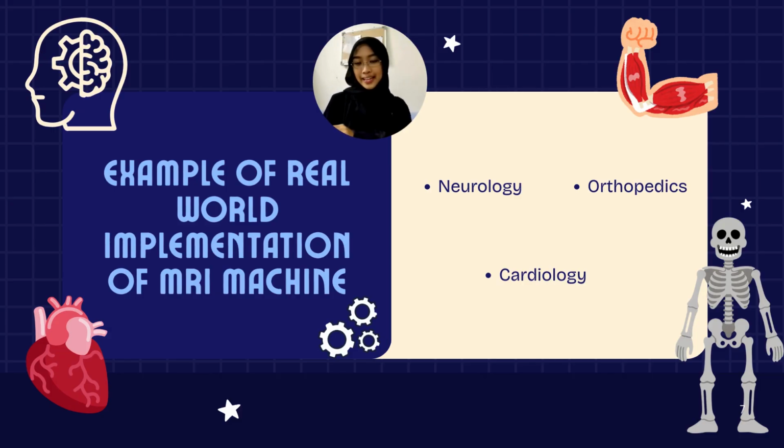Moving on to the next, examples of real-world implementation of MRI machines. First and foremost, we have neurology. In neurology, MRI machines are used for brain imaging and also to monitor tumors. Next, we have orthopedics. In orthopedics, MRI machines help visualize joints, bones, muscles, and soft tissues. And last but not least, we have cardiology. In cardiology, MRI machines help to show a detailed view of heart structures and blood flow.